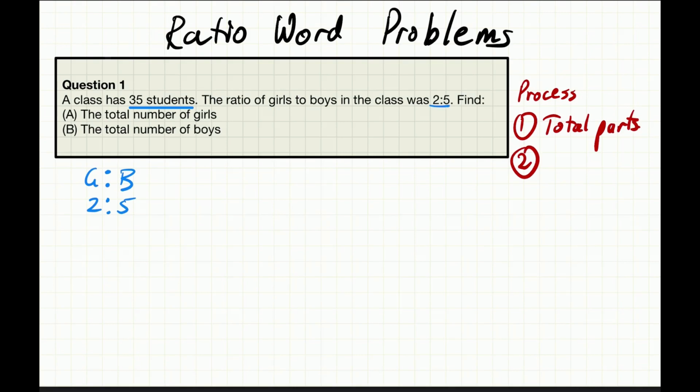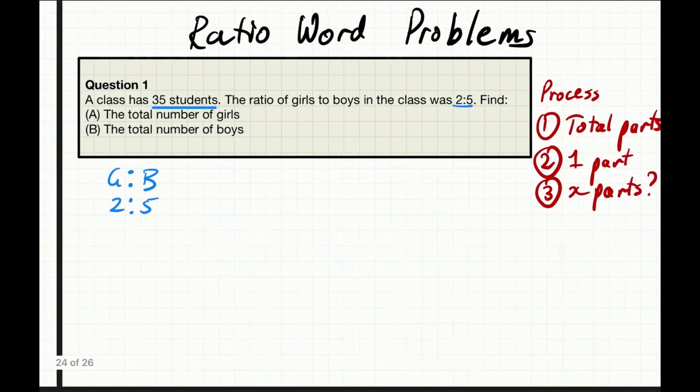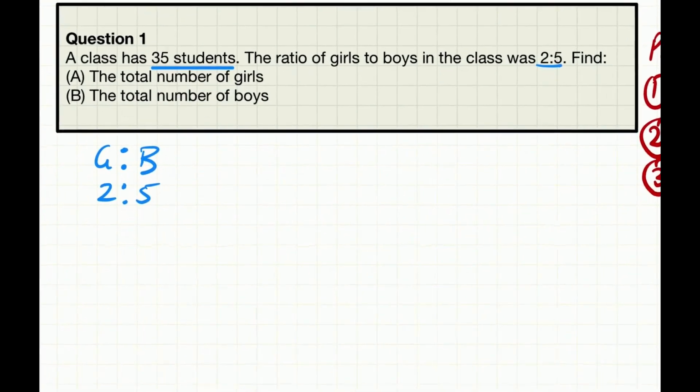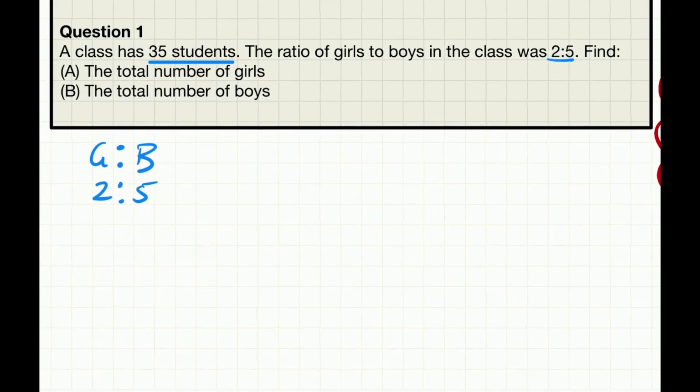Then after we've found how many parts there are in total, I'll explain what that means in a minute, we find how much one part is worth, and then we use the amount that we got in step 2 to work out how many parts we actually want. I'm just going to say X parts. So let's zoom in on our example here. We have a ratio of 2 to 5. To find the total number of parts, all we need to do is add 2 and 5 together and we'll get 7 parts. So we know there are 7 parts in total.